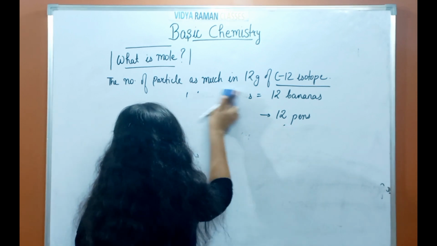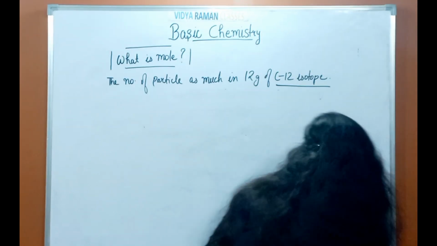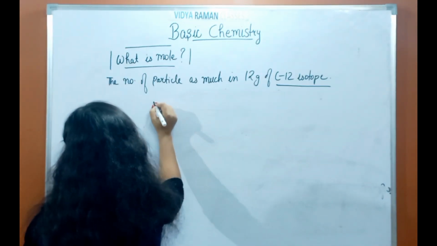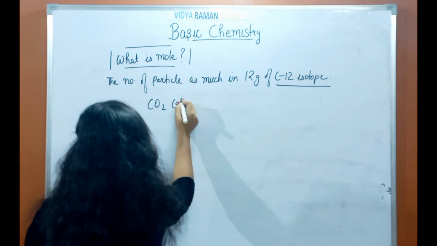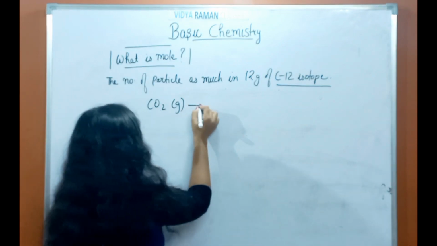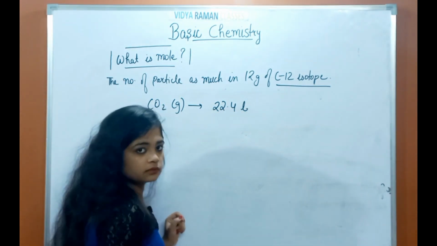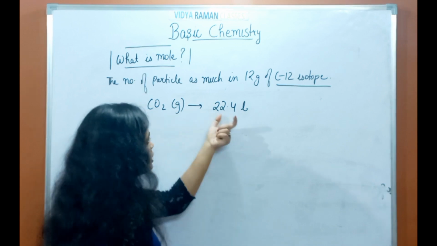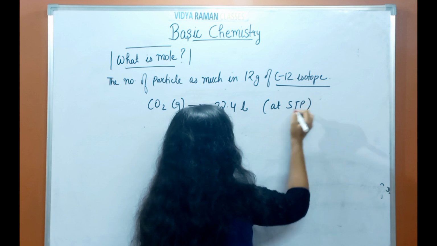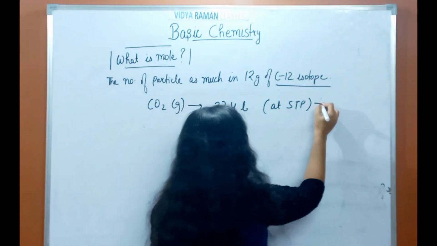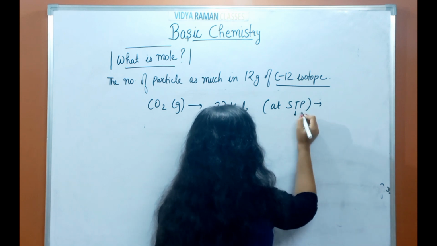Okay, for knowledge I will tell you one more thing: whenever we are talking about a gas, whatever gas you take, take it as CO2 gas again, it is always 22.4 liter. If I am talking about CO2 gas, it is 22.4 liter at STP. STP is standard temperature and pressure. Pressure will be 1 atm.